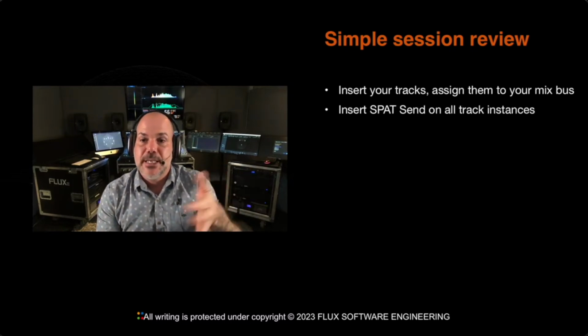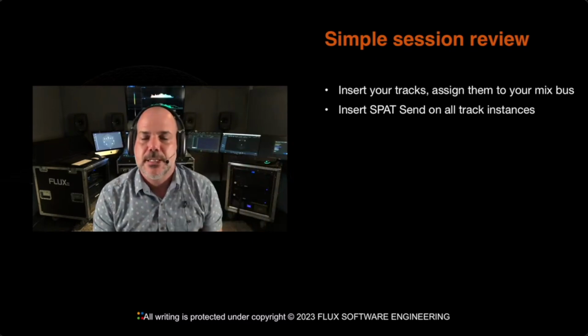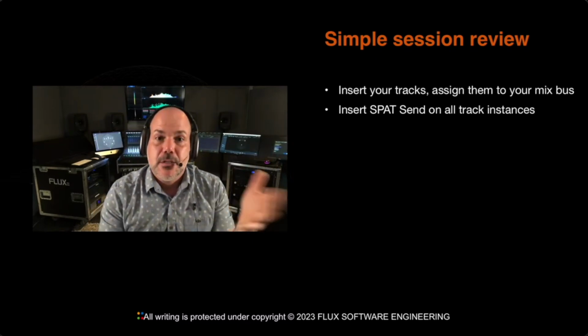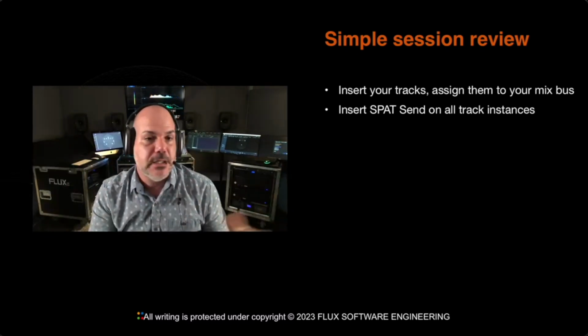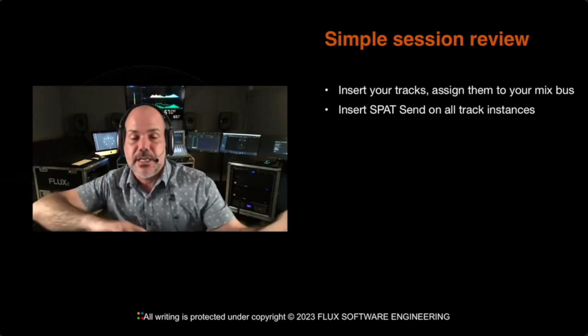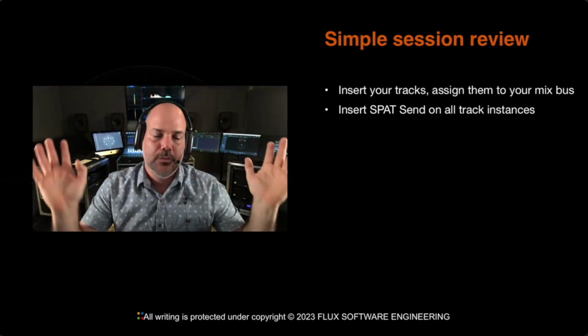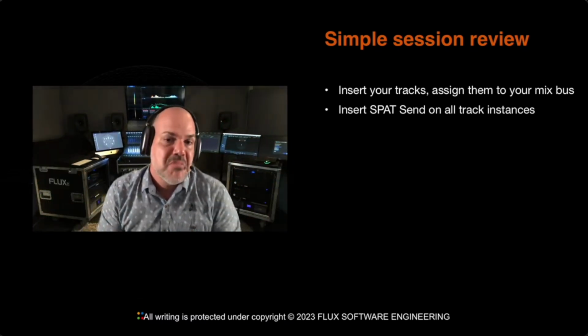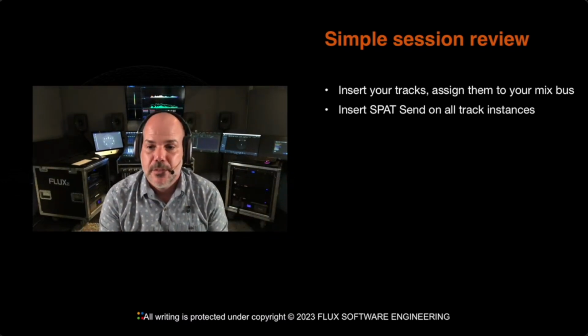We insert the SPAT send on all the track instances, right? First of all, we obviously insert the tracks, but insert the send on all the track instances that we want to send. And here I'm focusing on sending everything. If everything is sent, everything is in sync, everything is aligned, and it's all there. You don't need reverb, you mute or remove the reverb on those elements. Maybe you don't want some on the kick, and you can obviously remove that, you decide.